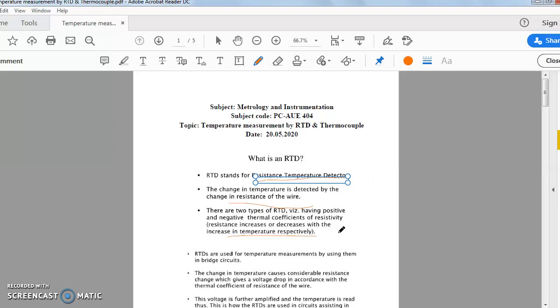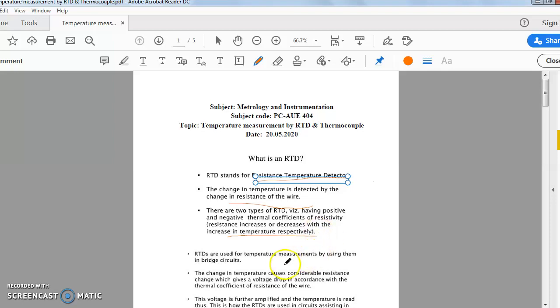Positive resistivity means that when the temperature increases, the resistance will increase. Negative resistivity means when the temperature increases, the resistance will decrease. So that is why it is called positive resistivity and negative resistivity.